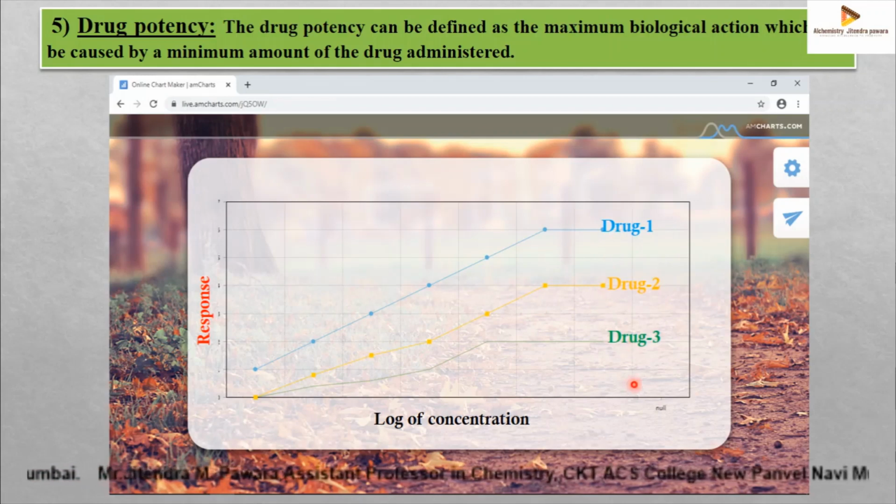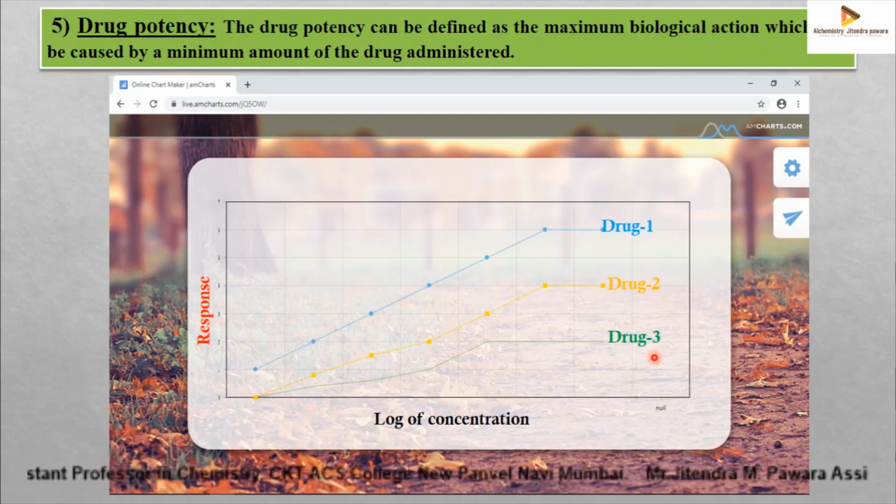Similarly, drug 3 is less potent than drug 2 because it shows a higher response only at higher concentration. This decrease in the potency of drug 2 and drug 3 may be due to less efficient distribution to the receptor. So that drug may be less efficiently distributed near that receptor.